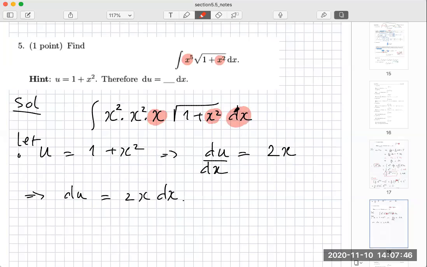And in this original integral, we have the term x dx here. Okay? So, therefore, du divided by 2 is x dx. Okay?